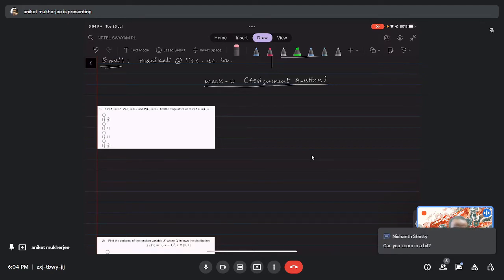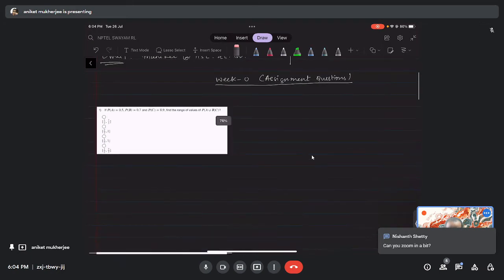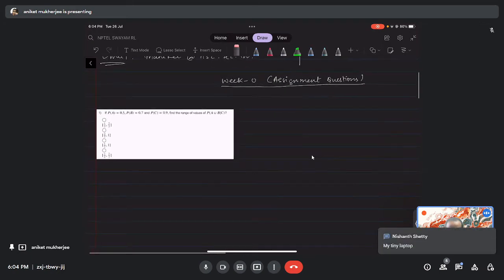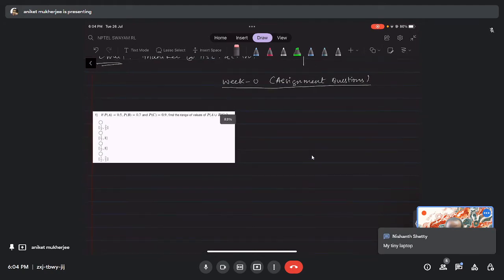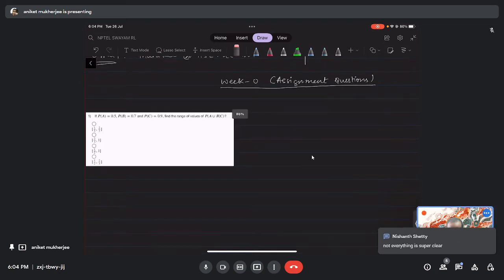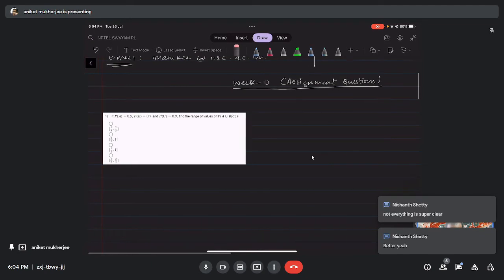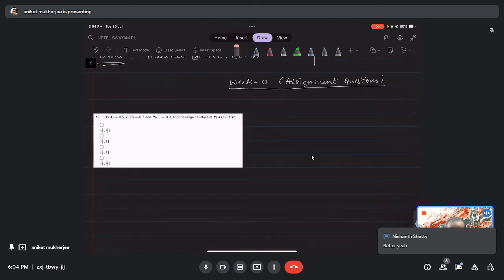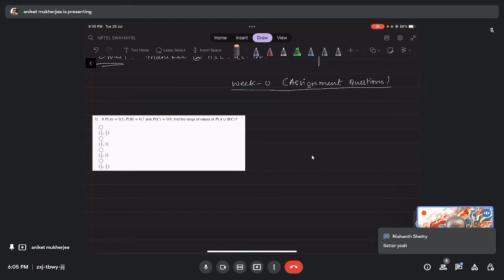Okay, zoom in a bit. Is this fine? Not everything is super clear. Just tell me when to stop zooming. I think you can unmute yourself also. There's no issue. I think we should do it now.